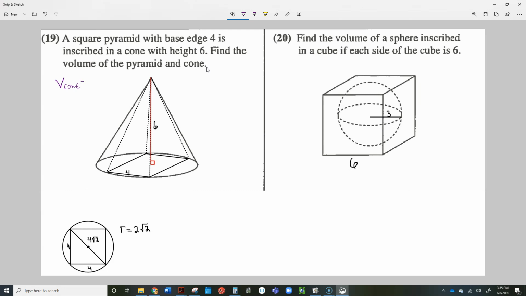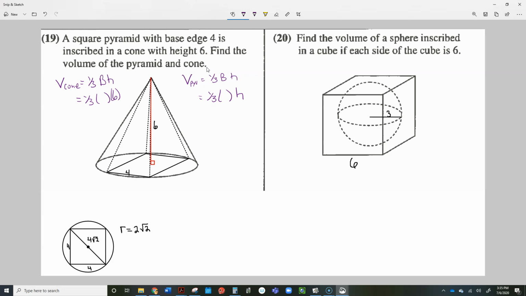The volume for the cone is 1/3 the area of the base times the height. Each one of them is going to have a height of 6, so we know the height. And the volume for the pyramid is equal to 1/3 area of the base times the height. Well, we know the height is 6. This is 1/3.